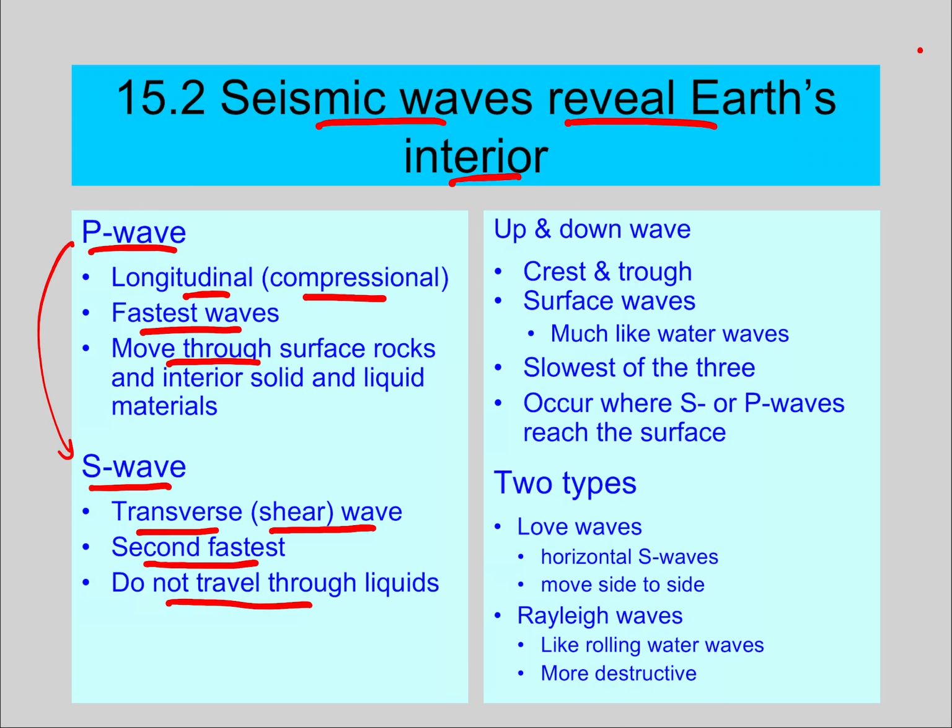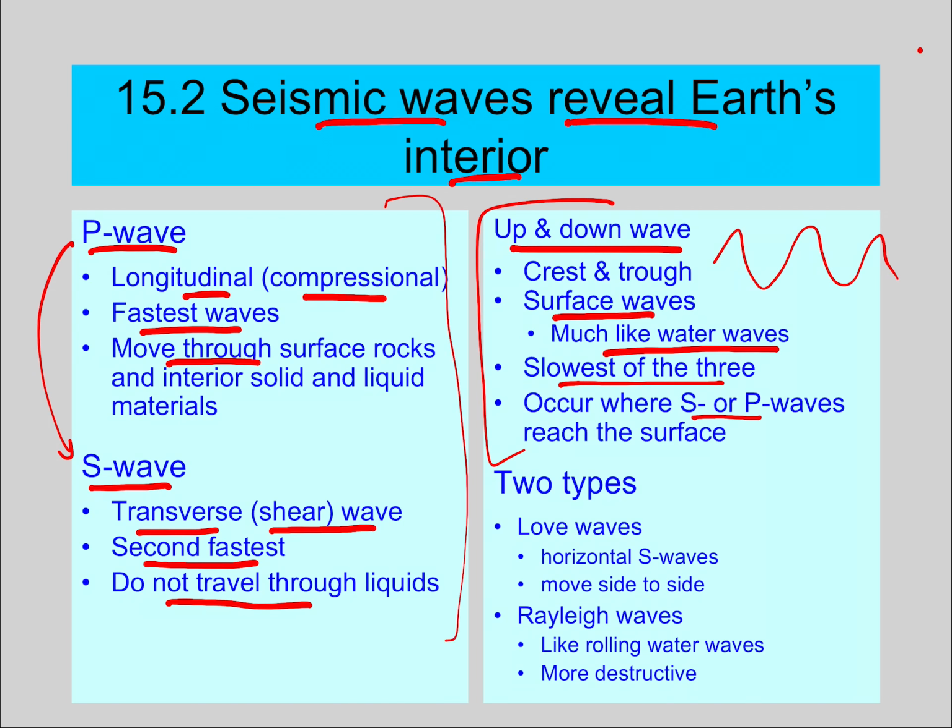Another type of wave is an up and down wave, where you have a crest and a trough, just like a water wave. They are surface waves, and you can visually see them moving if you were in an earthquake. They are the slowest of the three. These only occur where S and P waves reach the surface. So these are above surface, and the other two are below surface.